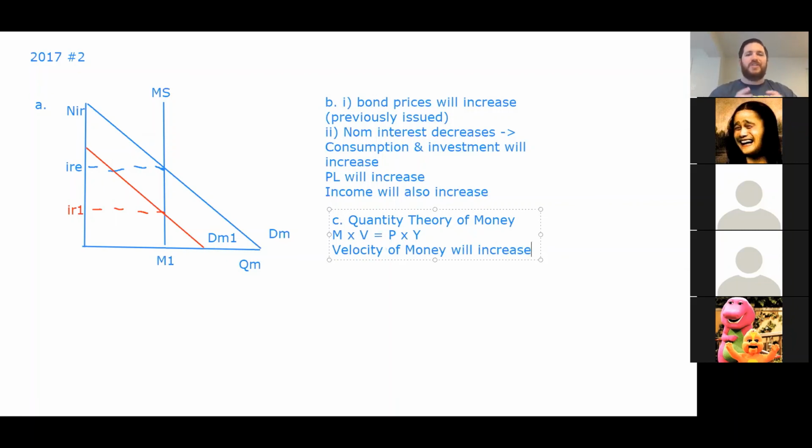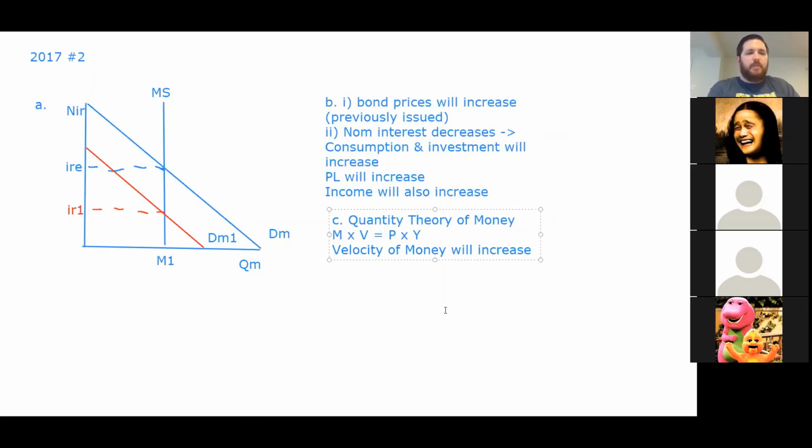Okay. Now I'm going to give it a second. If you have any questions, unmute yourself, ask. This is always kind of like a tricky one. What does the Y stand for again? It stands for output, or real GDP. Okay. No? We're good? All right, cool.